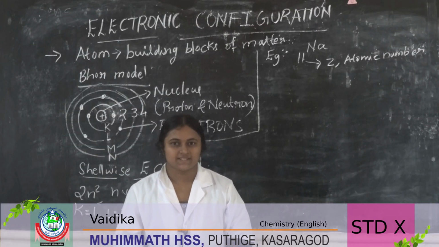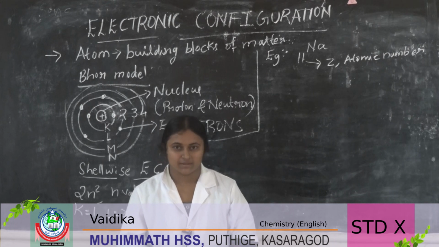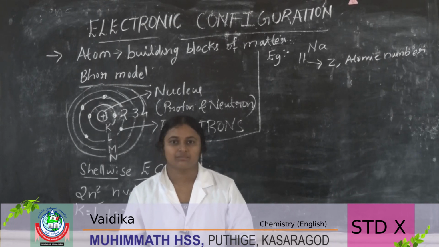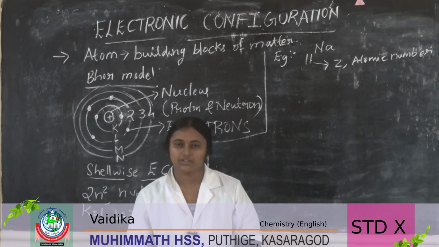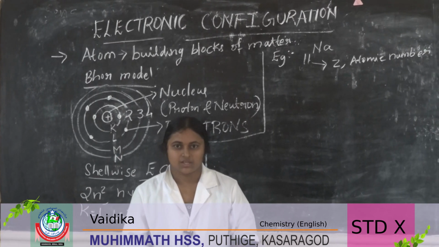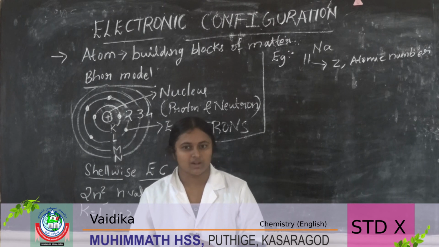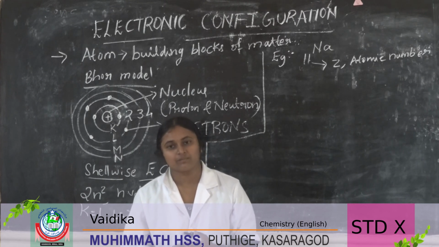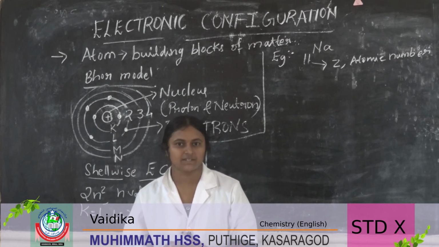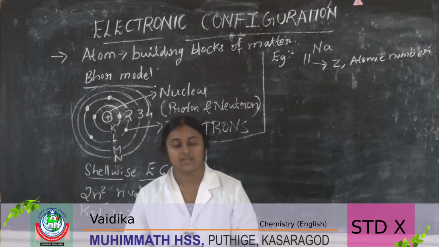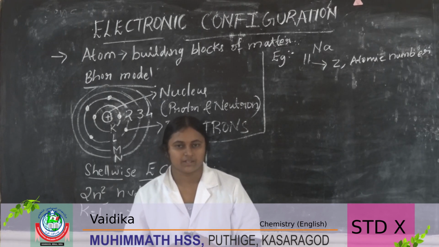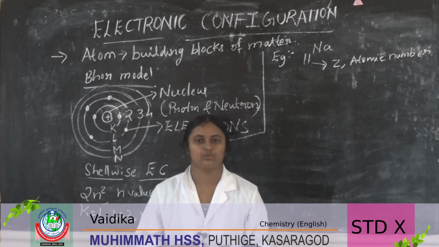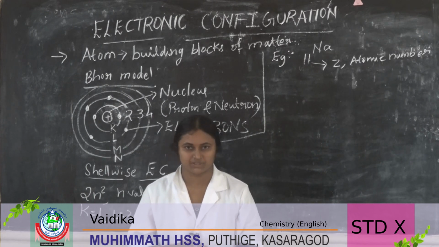Today we are discussing the chemistry subject. In that, the first chapter is the periodic table and electronic configuration. Your chemistry textbook has two parts. In the first part there are 4 chapters, and in the second part there are 3 chapters. In the first part, the first chapter is the periodic table and electronic configuration. Today we are discussing that chapter.